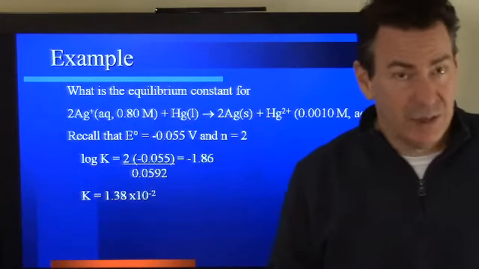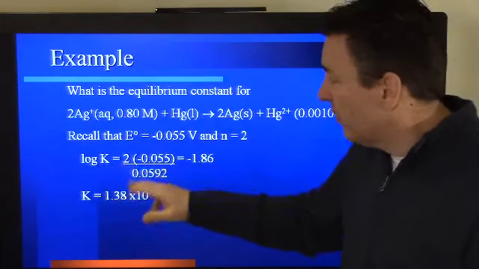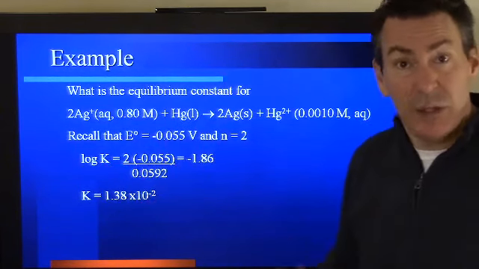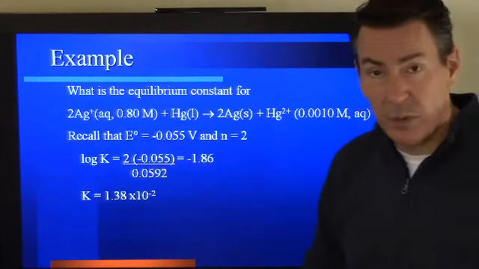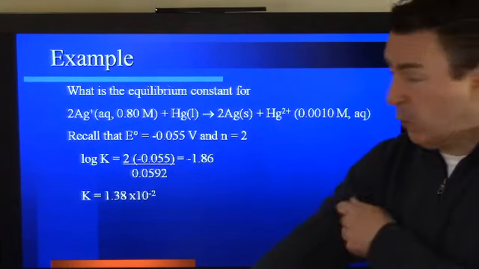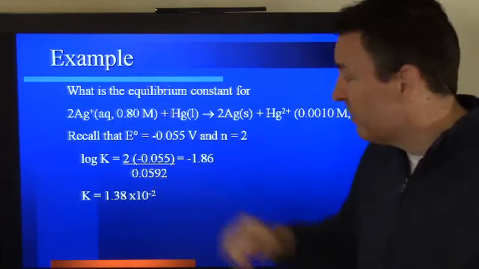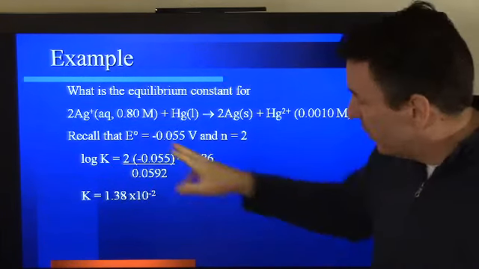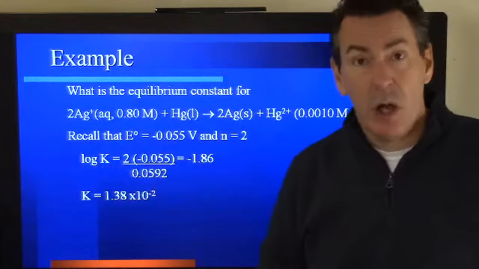So then it's just a matter of plugging that into the equation. Here I'm back to that log base 10 equation. The log of K is equal to, there's our n value, 2. Here is the E0 value for this reaction, that negative 0.055. Again, we figured that out in the previous one. And then divided by that 0.0592. So that comes to a negative 1.86 when you get that ratio. That's equal to the log of K.